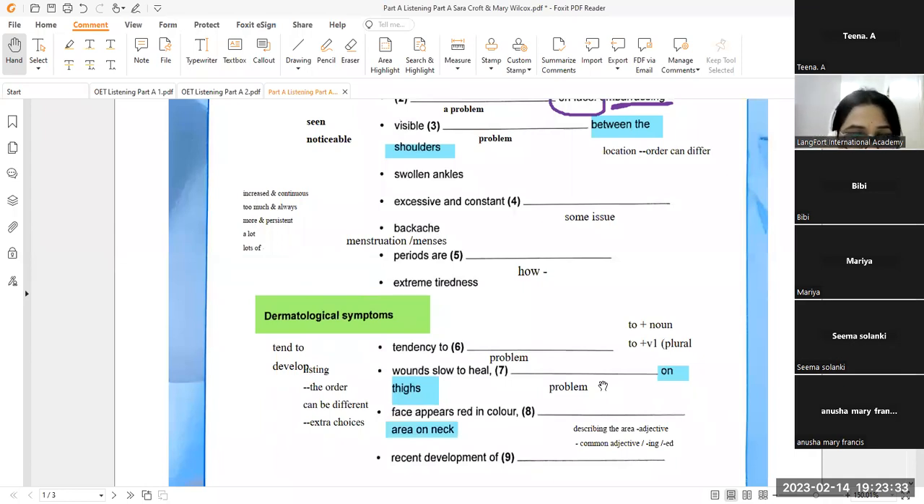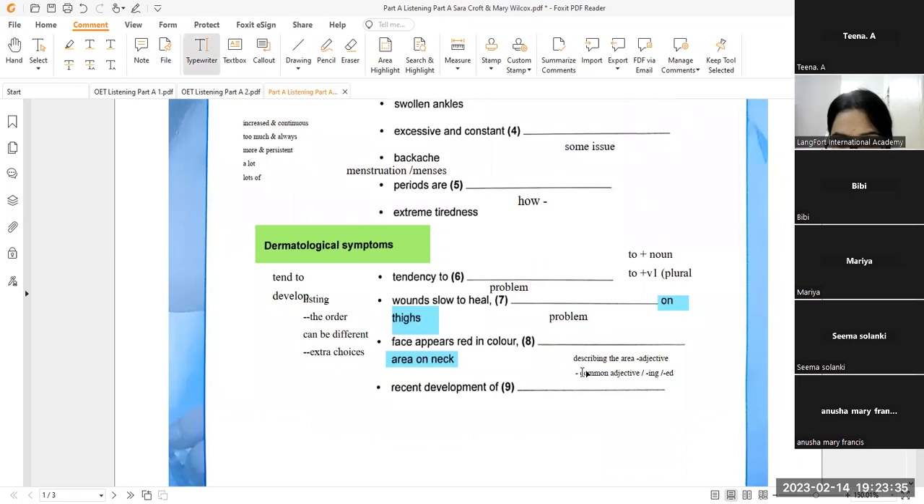So Viji, can you unmute yourself and read the 9th question for me, please? Okay, ma'am. Recent development of. Recent development. So let me tell you, after the preposition of, you can expect a noun. So here, the name of the problem. Recent development of what? That what can be the name of something. Or after of, if it's a verb, remember, it's going to be in ing form. Okay. So recent development of some problem on the skin.